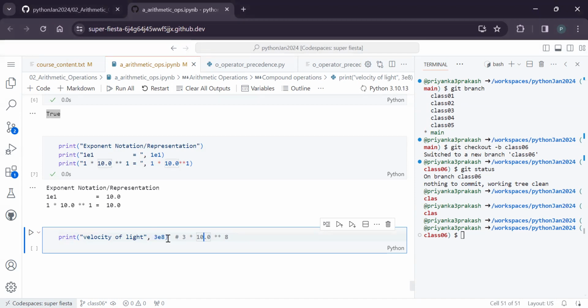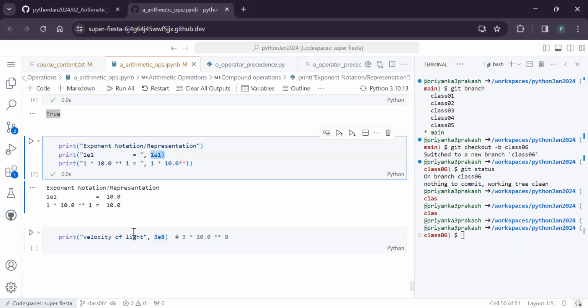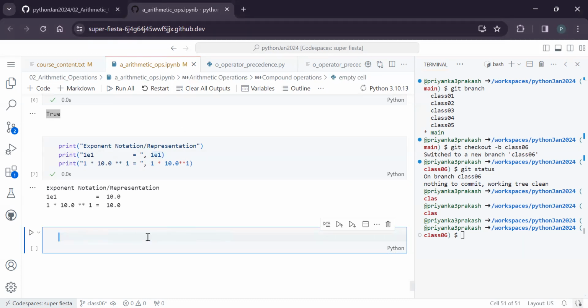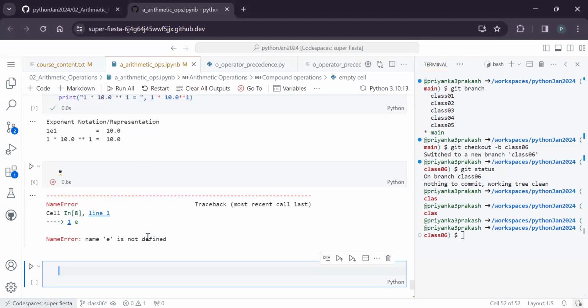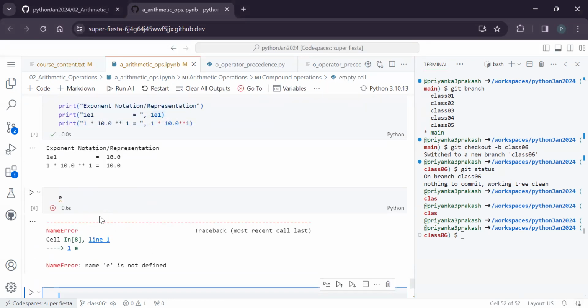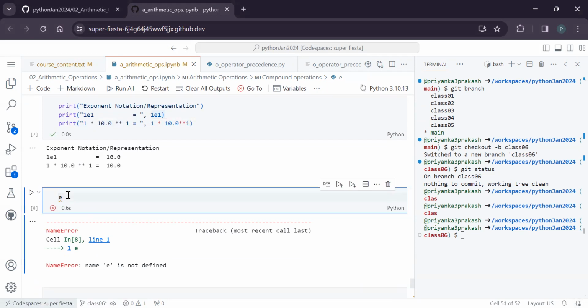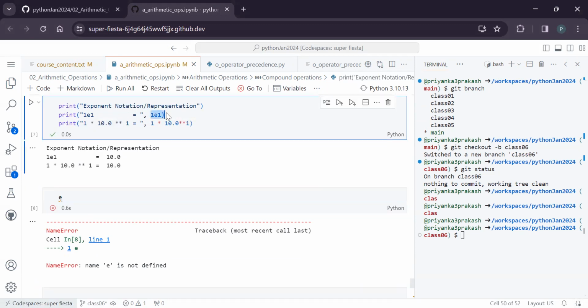So it's a kind of notation for working with large and small values. Mathematically it exists, so everyone will use it. In Python, we adapted it like this. We use a nomenclature called E. If I just write E, it will throw an error. But 1E1 will give an answer. That's the difference. So 1E1.